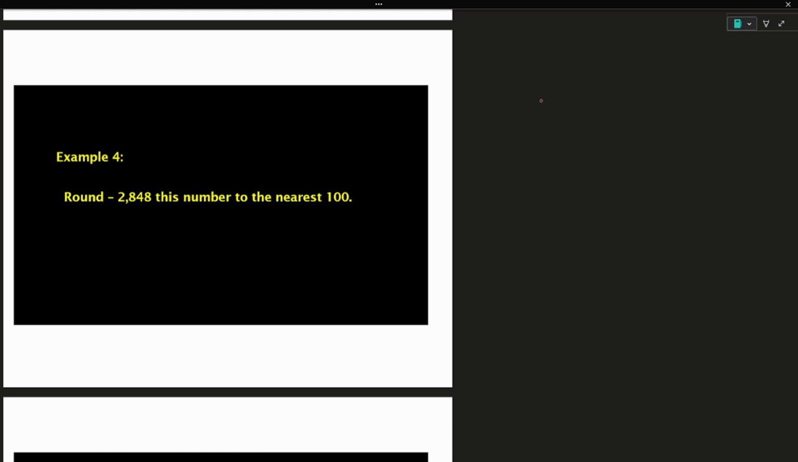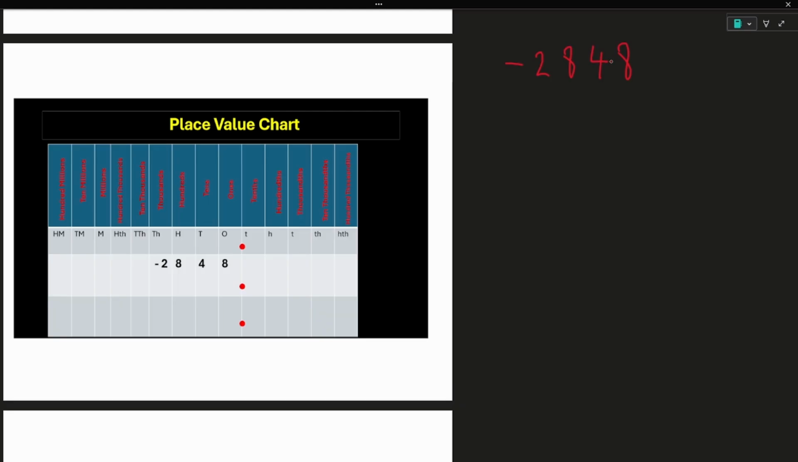We are asked to round minus 2848 to the nearest 100. Now, using a place value chart, we need to identify the digit in the 100 place. And the digit in the 100 place is 8. And this is the value we'll be rounding up or down depending on the value of the digit on the right. And the digit immediately to the right in the 10th place is 4.